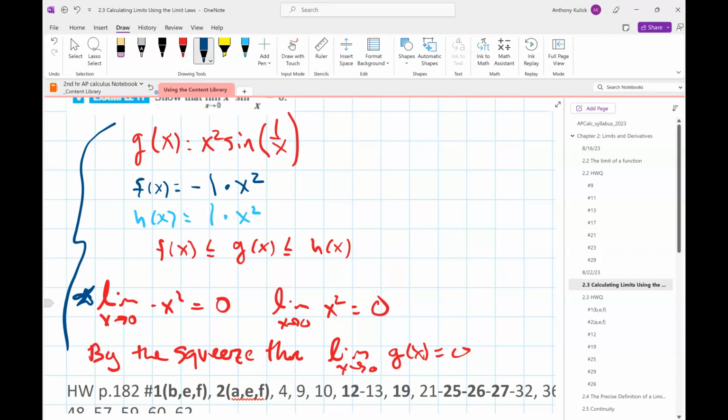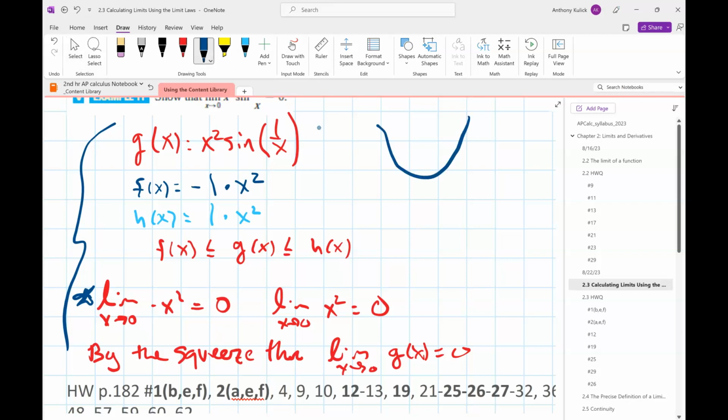What's up, Elena? I understand how f of x and h of x are 0, but why does the squeeze theorem say that we can just start substituting in 0? What we're saying here is, since f of x is always smaller than or equal to g of x, and because h of x is always bigger than or equal to g of x, if their limits are the same, and that thing has to go through the middle, it also has to have the same limit, right?